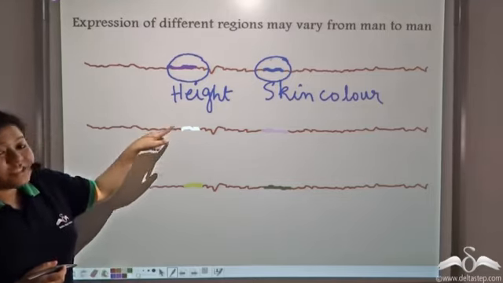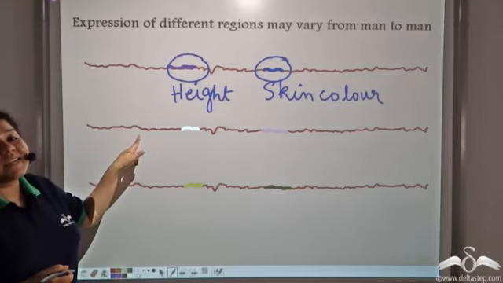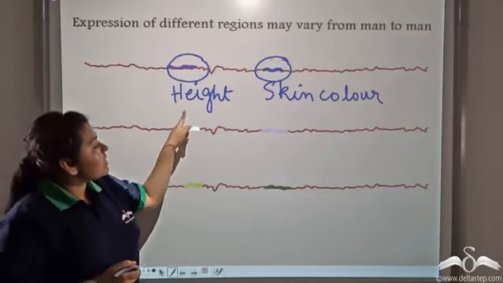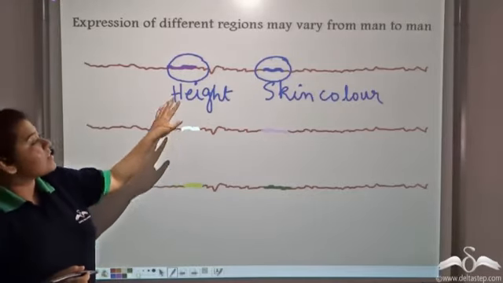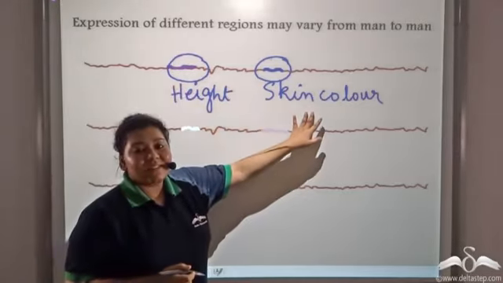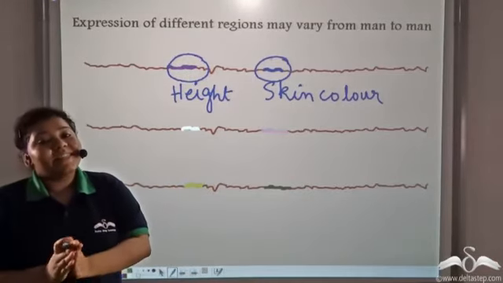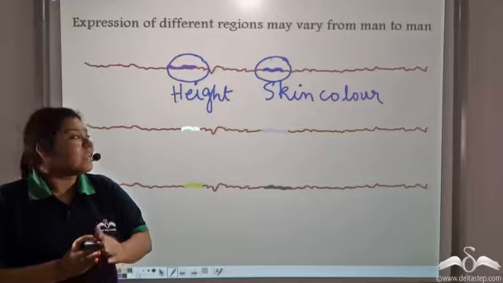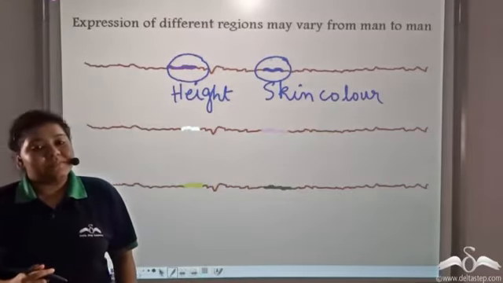Now, see, person 2 and 3 will also have this specific chromatin fiber with these specific regions expressing characteristics of height and skin color. But the expression might not be the same. And that is why there is differing height and skin color from person to person.